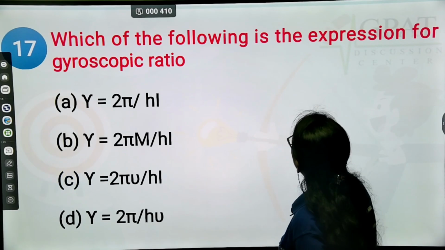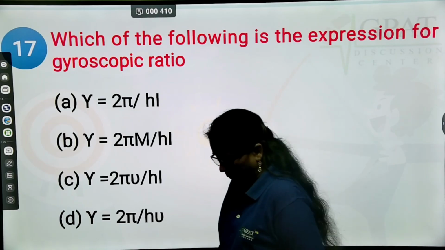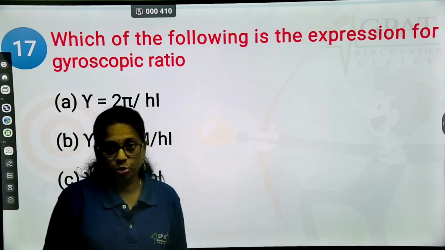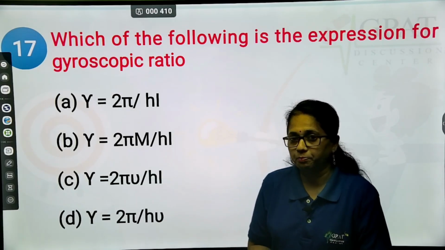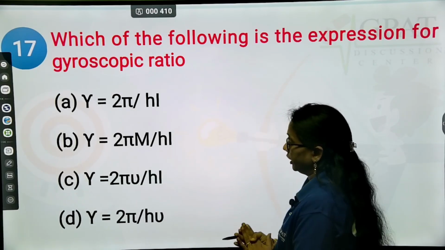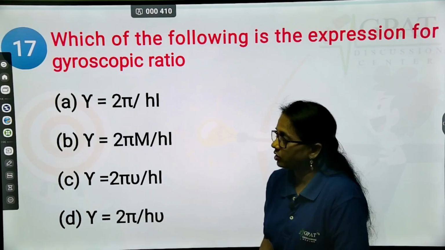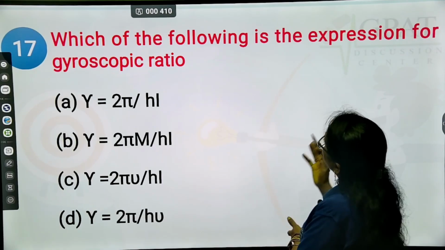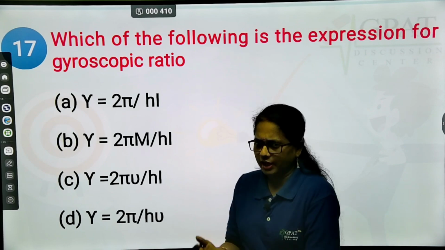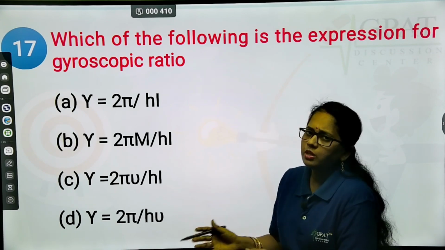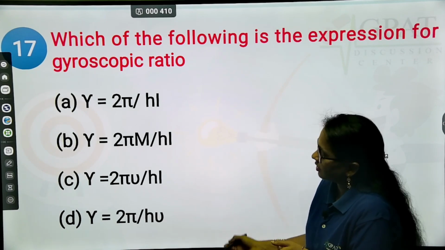Which of the following is the expression for the gyromagnetic ratio? Already we have seen one formula for the angular momentum and magnetic momentum related to the nucleus. We have come across one question related to that. So here again they have asked for the expression for the gyromagnetic ratio, whatever it is, the formula. So if you know the formula only, you can answer this.